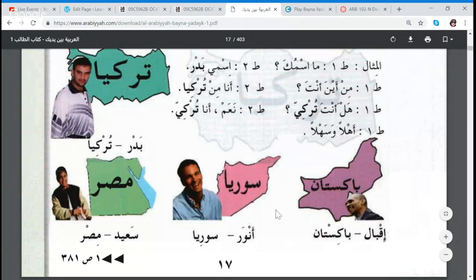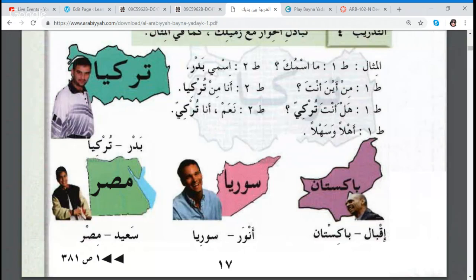Ma ismuka? Ismi Anwar. Min aina anta? Ana min Suria. Hal anta Suria? Suriyun or Suri. Okay. Because it's a male. So hal anta Suri? Naam, ana Suri. Ahlan wa sahlan. Very good.